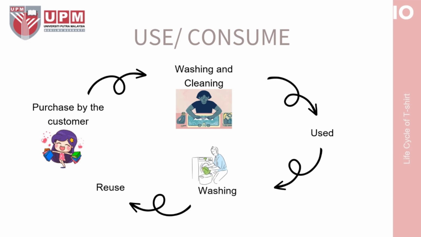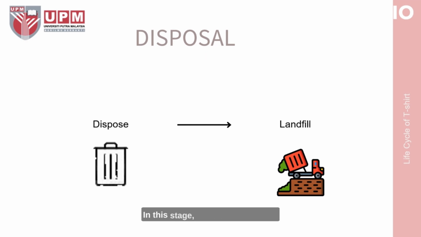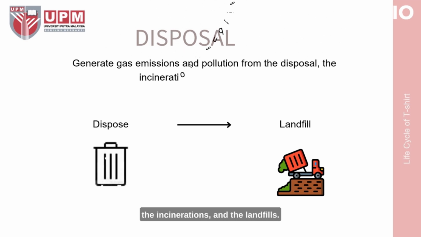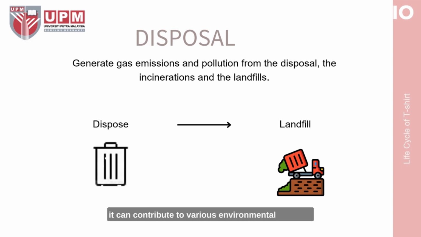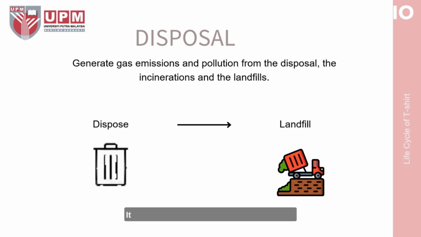The last stage of the t-shirt life cycle was disposal. In this stage, t-shirts generate gas emissions and pollution from the disposal, the incinerations, and the landfills. If a t-shirt ends up in a landfill, it can contribute to various environmental impacts. As the t-shirt decomposes, it generates methane, a potent greenhouse gas that contributes to climate change. It also takes up valuable landfill space and may release harmful substances as it breaks down, such as dyes or chemicals from the fabric.